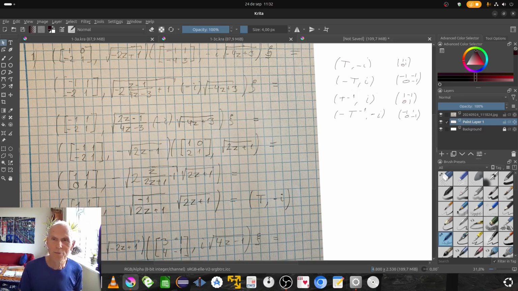And then I wanted to check the different results to see what we got. With t, we got minus the imaginary unit. With minus t, the imaginary unit. With the reciprocal of t, that makes sense. It's 1 divided by I. And this one, we got minus I as well.